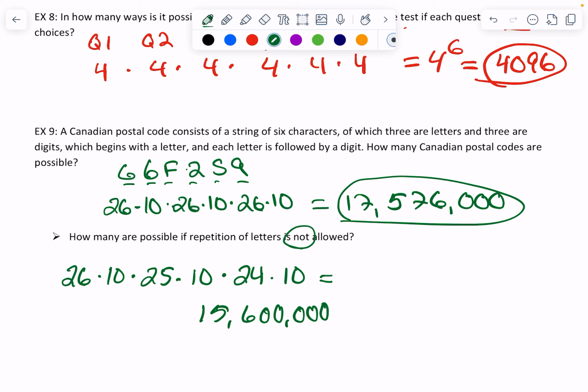So we get 15,600,000. Okay, that's it for this lesson.